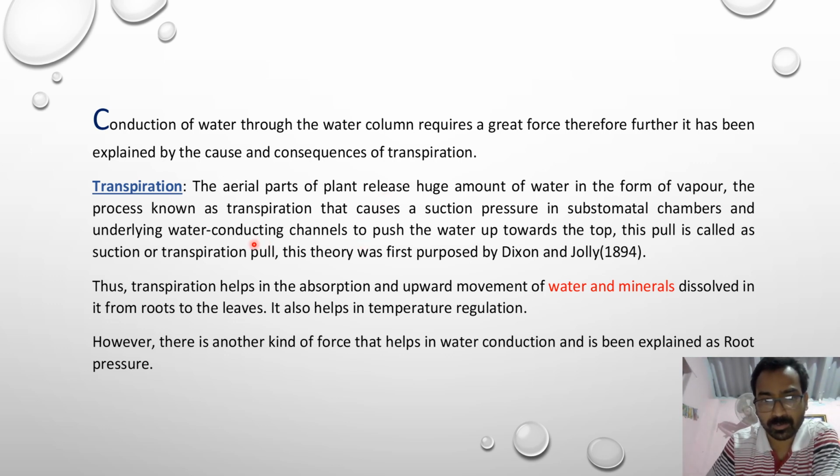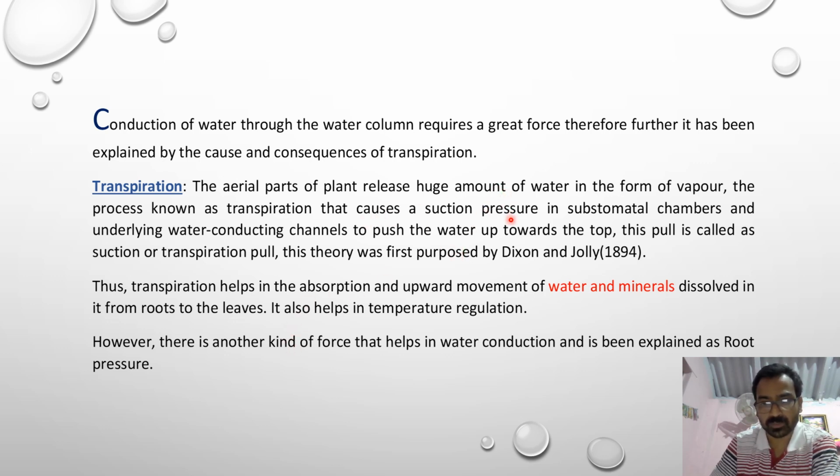One very important thing: the transpiration theory was given by Dixon and Joly in the year 1894. Transpiration helps in the conduction of water, that we know, and apart from that, the water also carries the minerals to different parts of the cells of the plant, and it also helps in the regulation of temperature, providing a cooling effect to the plant during summer and tropical conditions. So this is the function of transpiration in the plant.